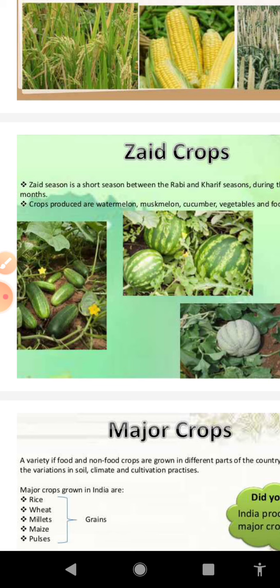After that, we will discuss the third cropping pattern, that is Zaid. In between the 2 main cropping seasons, Rabi and Kharif, farmers practice the Zaid season. The crops grown during the Zaid season are watermelon, muskmelon, cucumber, vegetables and fodder crops. So these are all about the three important cropping patterns practiced by farmers in our country, and about the major crops we will discuss in the next video. Okay, thank you.